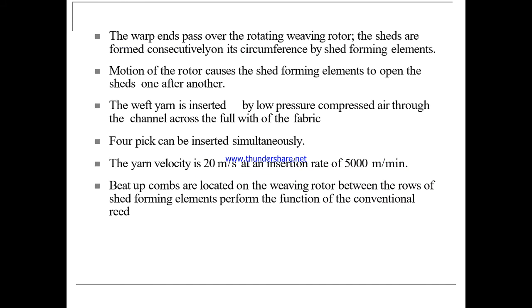The warp ends pass over the rotating weaving rotor. The shades are formed consecutively along its circumference by shade forming elements. Motion of the rotor causes the shade forming elements to open the shade one after another. The weft is inserted by low pressure compressed air through the channel across the full width of the fabric. So weft is sometimes also inserted by a low pressure channel.